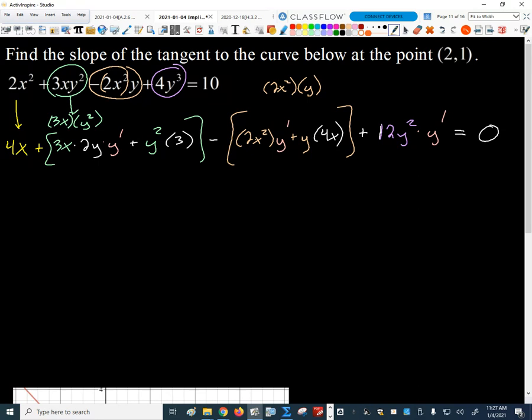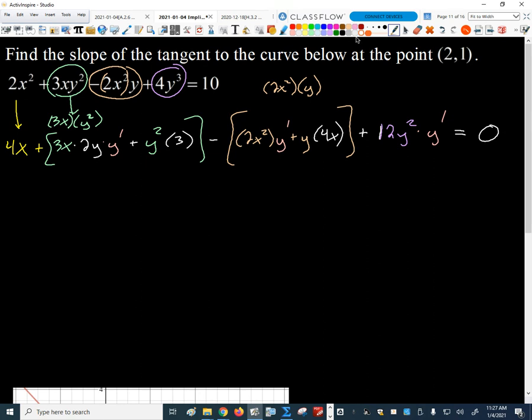So if I want to isolate the y prime, wouldn't I just collect all the y prime terms on one side, push all of the non-y prime terms to the other side, right? And then factor out a y prime and divide the rest away, right? So let's go through that process. That sounds like a lot of stuff.